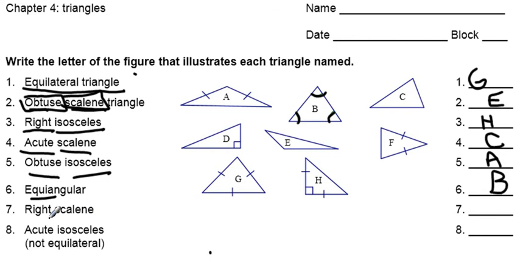Right scaling. We want to find a triangle with a right angle and none of the sides marked. That would be D. Right angle and none of the sides are marked, because scaling means no sides are congruent. And then finally we have an acute isosceles triangle. It says not equilateral because an isosceles triangle could be equilateral. Acute isosceles means we want all the angles less than 90 and we want two sides congruent. So here's acute, acute, acute, and here's isosceles.